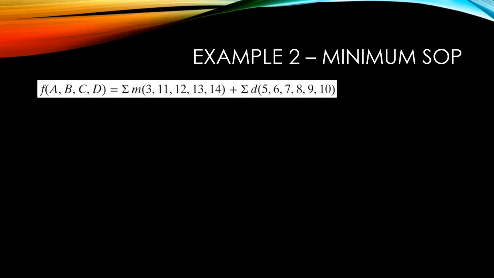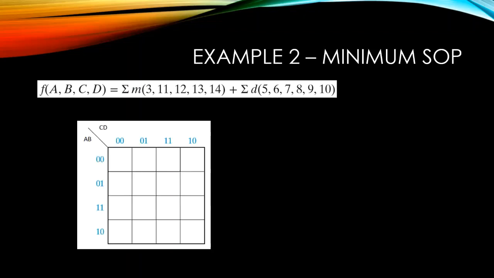Another example. We're going to look for the minimum SOP, and the given are min term list 3, 11, 12, 13, 14, don't care 5, 6, 7, 8, 9, 10. And we have 4 variables A, B, C, D. So therefore, we have a 4 by 4 matrix. AB is for the row, CD for the column. Now let's plot the min terms. So this is 3, 11, 12, 13, and 14. And for the don't care, 5, 6, 7, 8, 9, and 10.